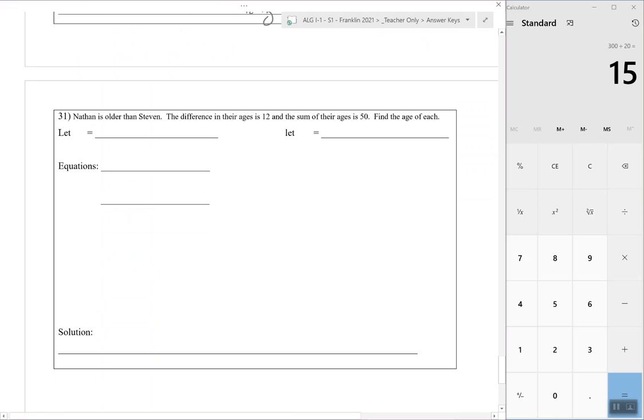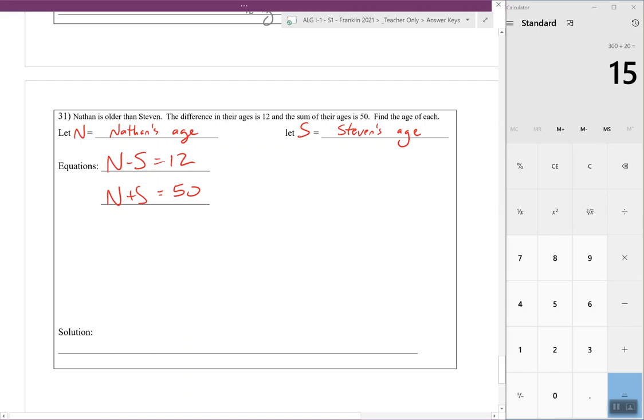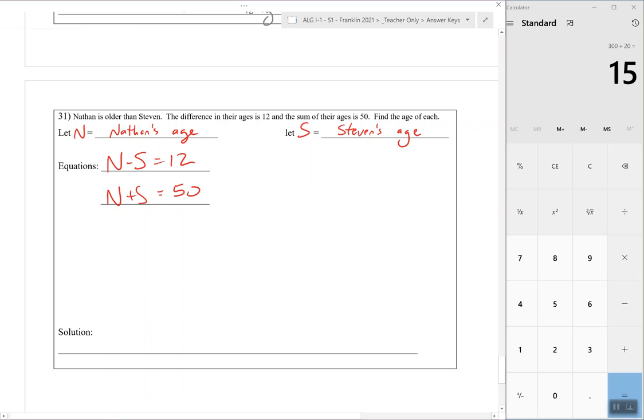So Nathan is older than Stephen. The difference in their ages is 12 and the sum is 50. Let's find the age of each. So let's let N equal Nathan's age and S stand for Stephen's age. So for the equations, Nathan's older than Stephen and the difference is 12. So that's N minus S equals 12. The sum is 50. That's N plus S equals 50. There's your system. Let's solve it.